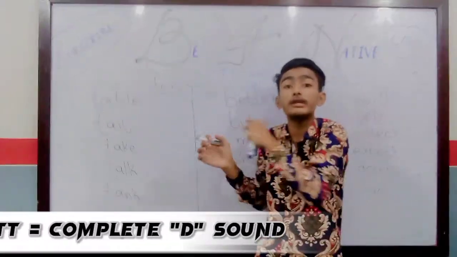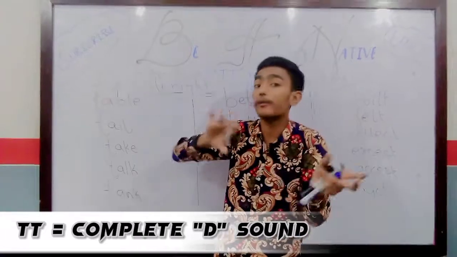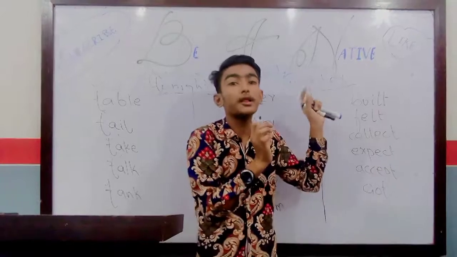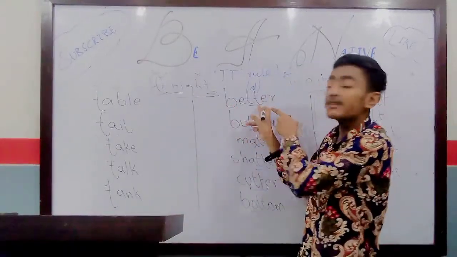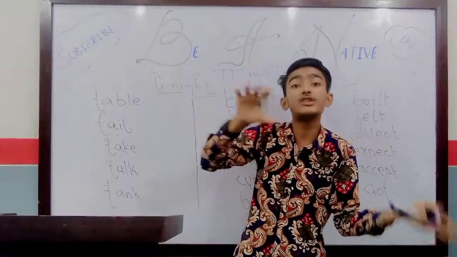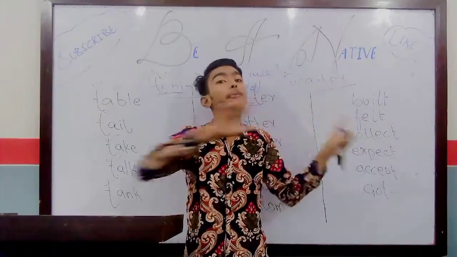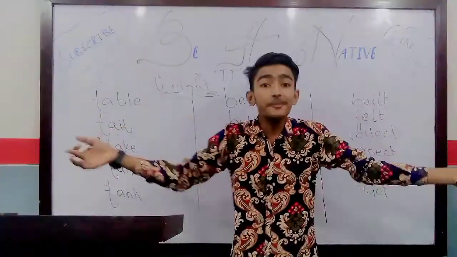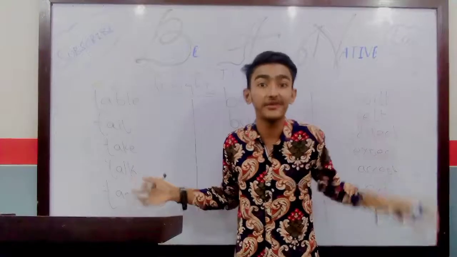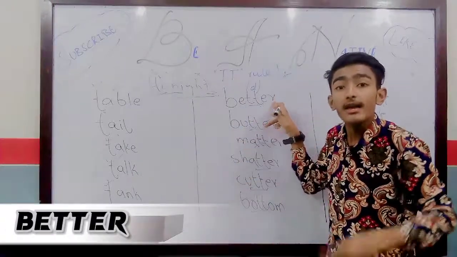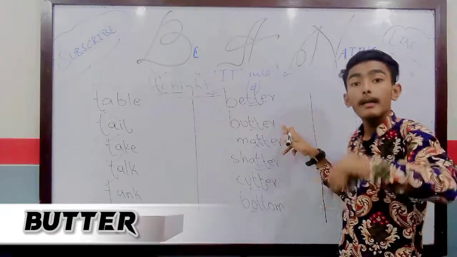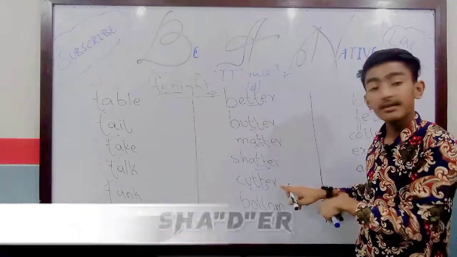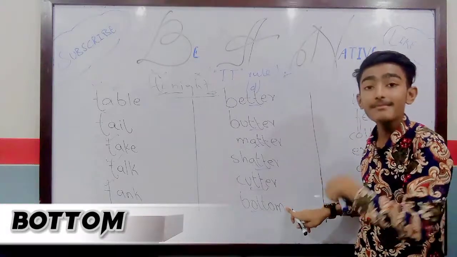But if there is double T, you got to pronounce it hard. But if it's single T, you got to pronounce it very slightly. So it'll be like waiter. But if it's better, you got to say better. You're not pressurizing the D here. You're saying it a bit slightly because there is a single T. So let's pronounce all of the words together: better, butter, matter, shatter, cutter, bottom.